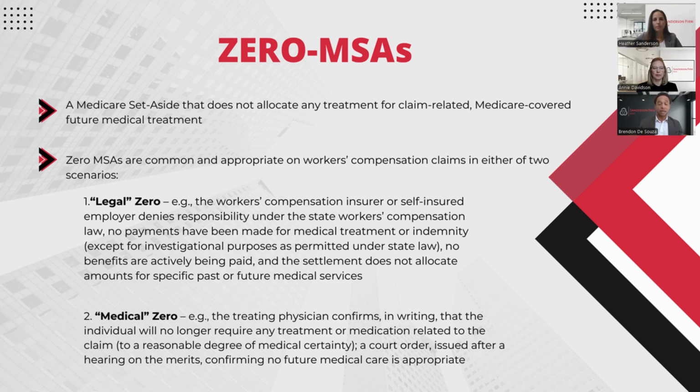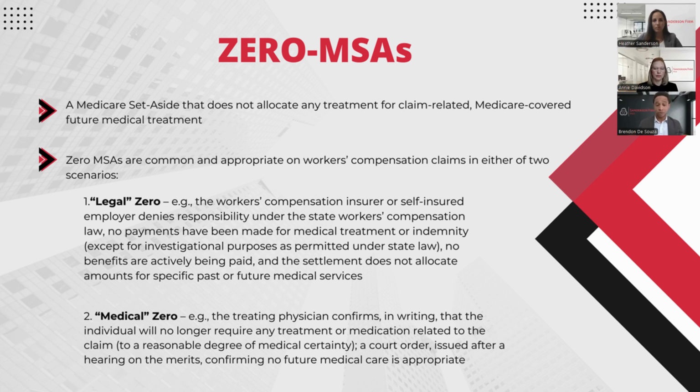So generally speaking, you can think of these as two different types of $0 MSAs. The first one would be a medical zero. This would be a scenario where the medical records confirm that the individual will no longer need claim-related Medicare-covered future medical care. Typically we see this as a statement from that person's treating physician confirming that, to a reasonable degree of medical certainty, this individual will no longer require medical care. So that's a medical zero.